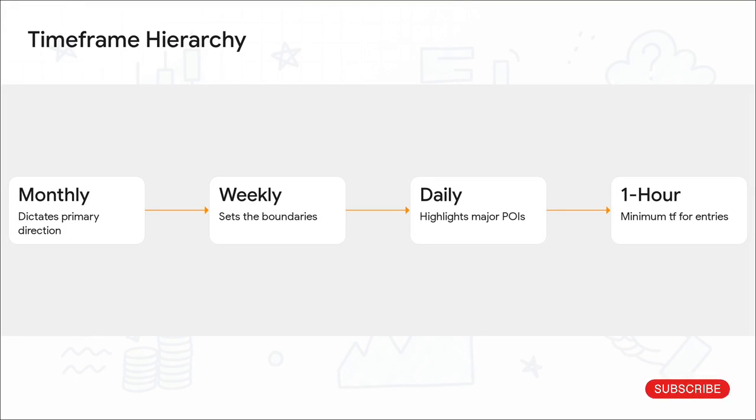The monthly time frame dictates your primary direction. The weekly sets the boundaries. The daily highlights the major POIs. And the 1 hour, that is your absolute minimum time frame for entries. Lower time frame POIs simply do not have the strength to stop a monthly liquidity hunt, period. You must verify everything from the top down.